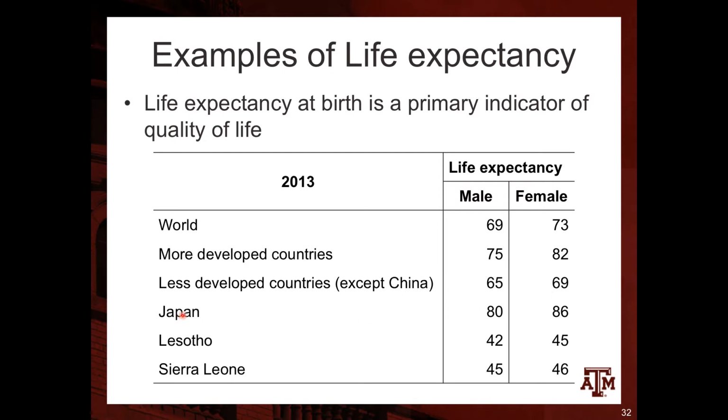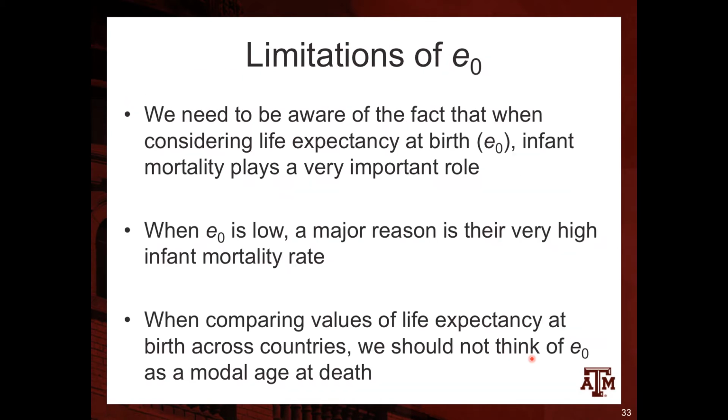If you look at specific countries, we also see a lot of variation. In Japan, for example, 80 years on average of life for men and 86 for women. And for Lesotho and Sierra Leone, much lower levels, both for men and women.